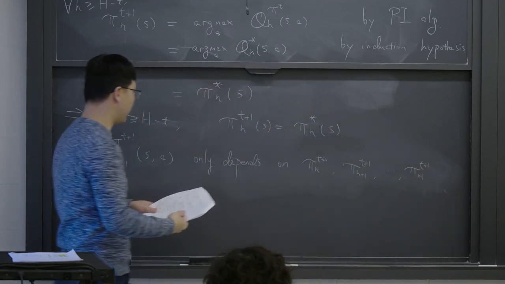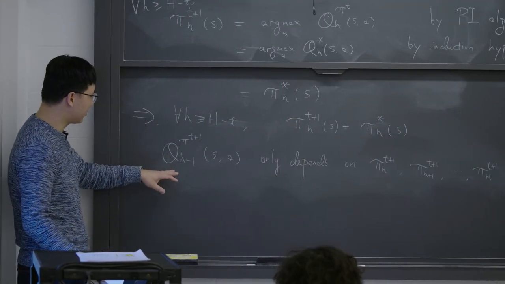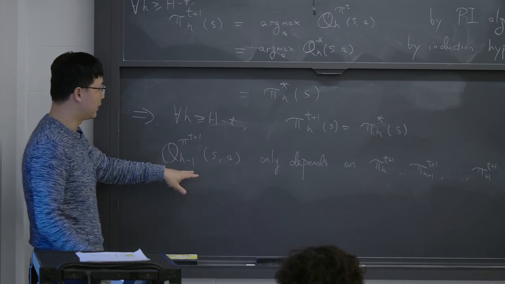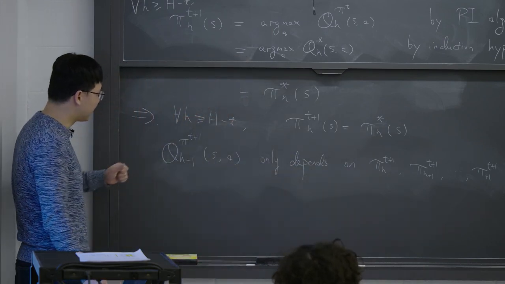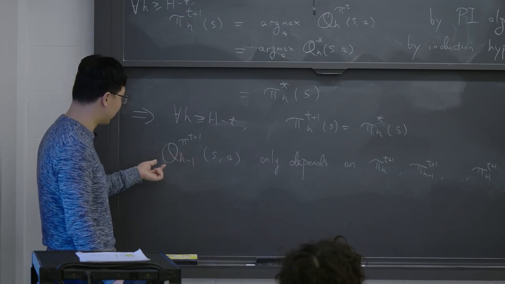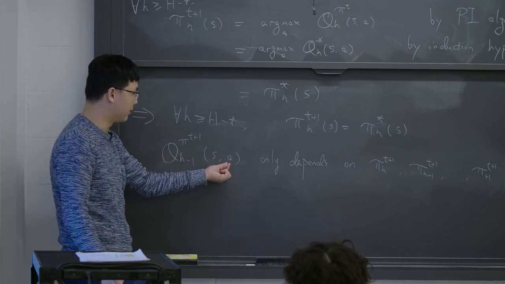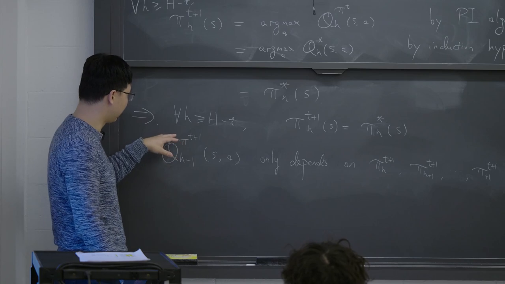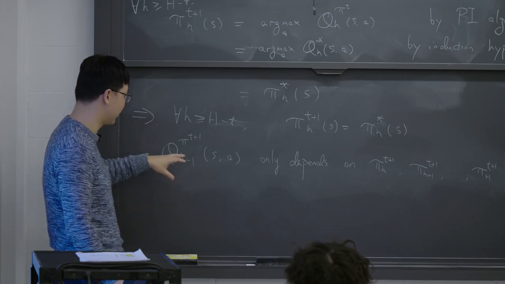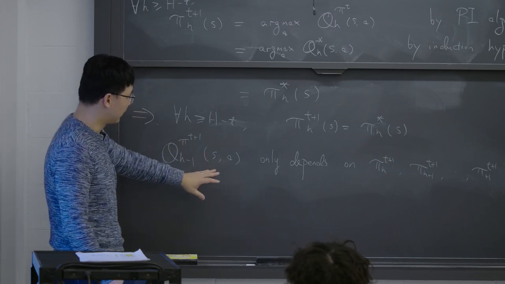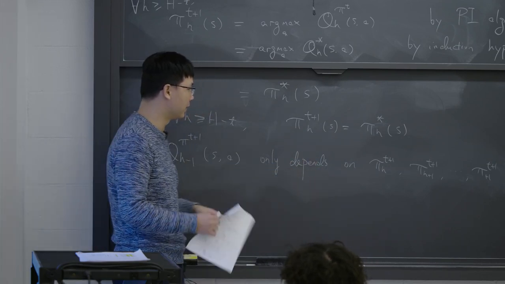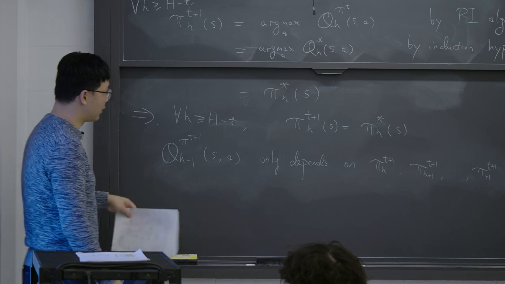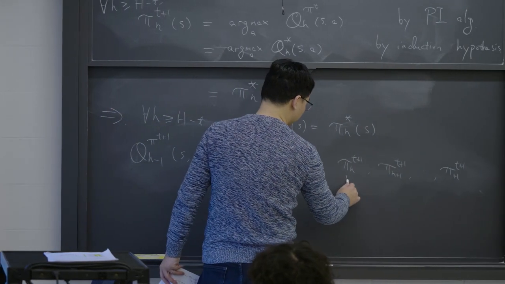The important part is that this Q value, although at step H minus 1, doesn't really depend on the policy at step H minus 1. The reason is that the action at step H minus 1 is already specified in this a, so the policy at step H minus 1 doesn't affect this action a. That's why it doesn't depend on the intermediate policy. It only depends on the future policy, and we already know all of them are equal to pi star.